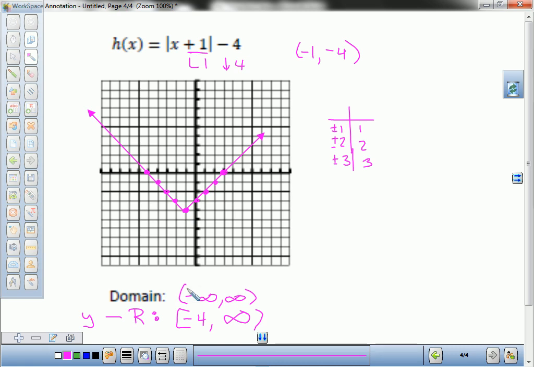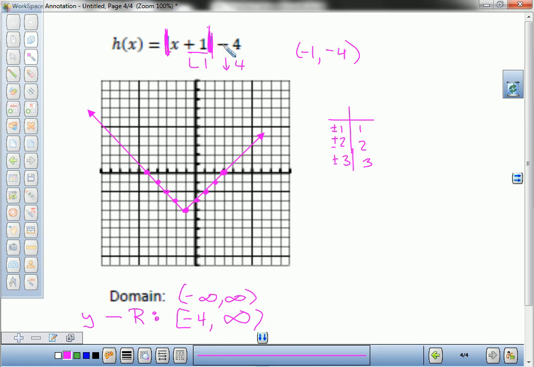Yes, ma'am. So, do you always do that little chart with the plus or minus 1? You can always write it if you want to. I do it in my head because I know the absolute value of positive or negative 1 is 1. I know the absolute value of positive or negative 2 is 2. I know the absolute value of positive or negative 3 is 3. And because this is an absolute value function, that's why I'm taking the absolute value.